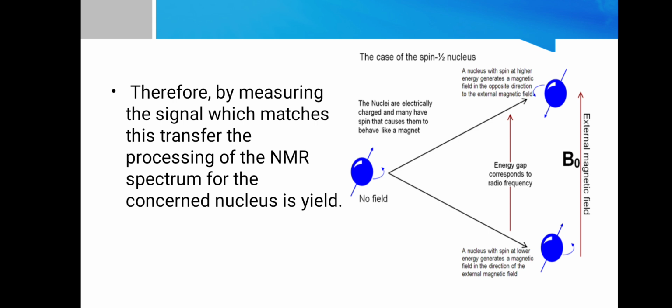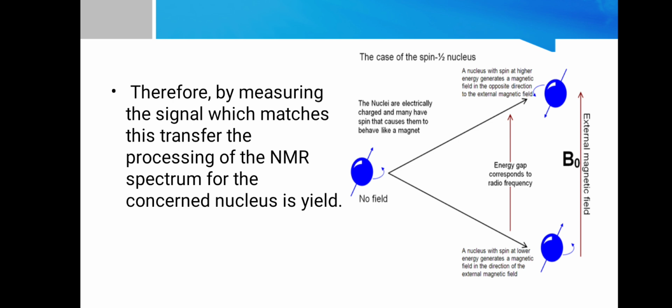This is the depiction, the case of the spin minus 1 by 2. The nuclei are electrically charged and many have spin that causes them to behave like a magnet. Energy gap corresponds to radio frequency. So talking about the lower energy, a nucleus with spin at lower energy generates a magnetic field in the direction of the external magnetic field. A nucleus with spin at higher energy generates a magnetic field in the opposite direction to the external magnetic field.